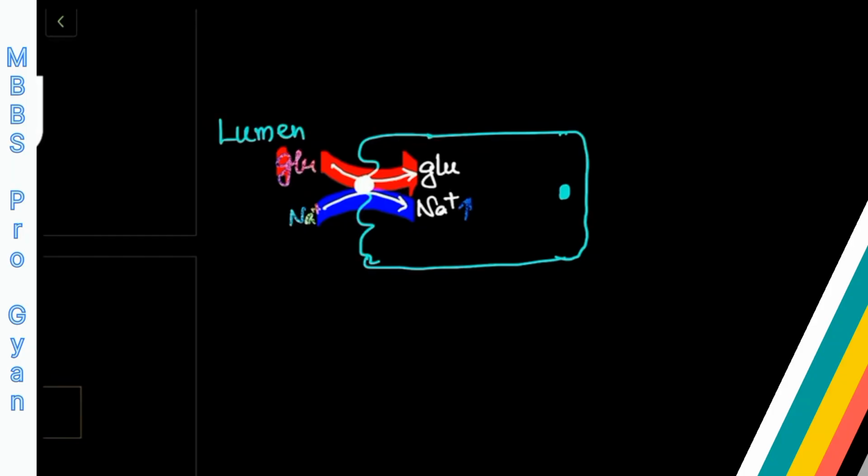Now your job is to throw this sodium out of the cell. Why? Otherwise, if sodium keeps accumulating inside the cell, it will not be able to move from outside to inside. And if the sodium is not moving, glucose will also not be able to move. So I have to keep the sodium concentration inside the cell low so that SGLT is able to work. So how can I throw sodium out of the cell? You require the universal transporter protein, the sodium potassium ATPase pump.